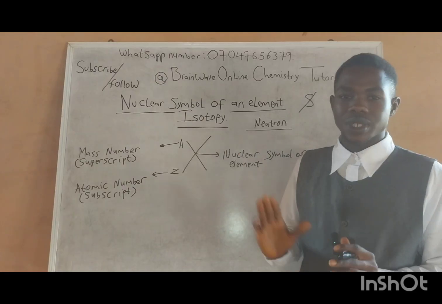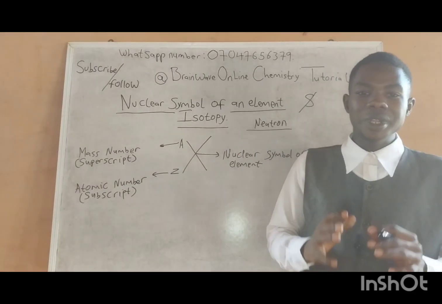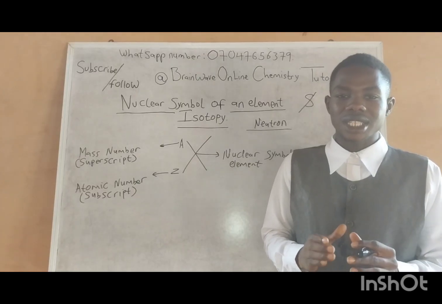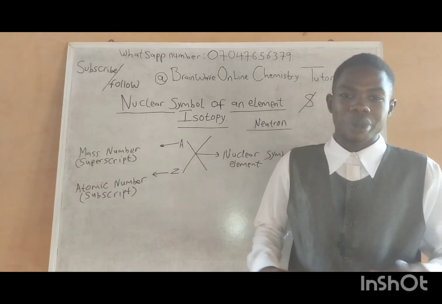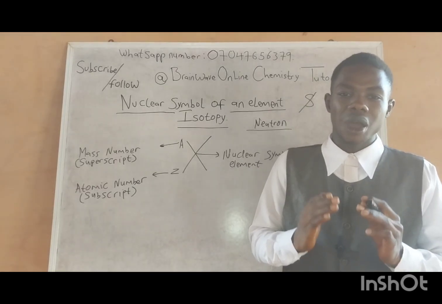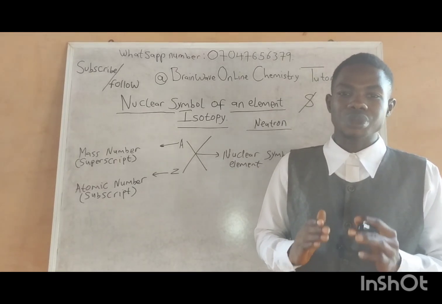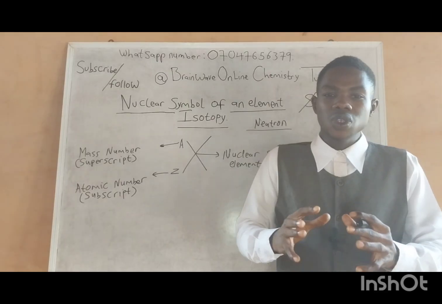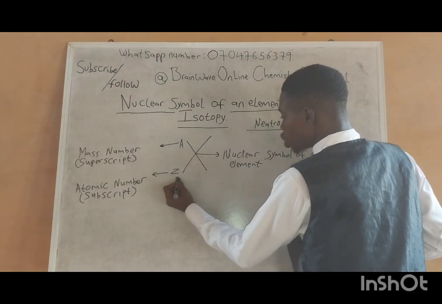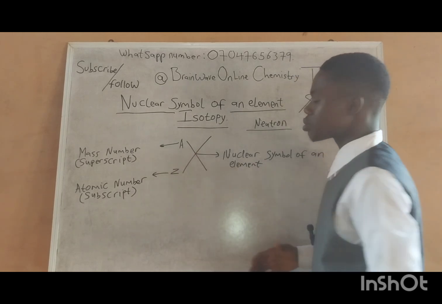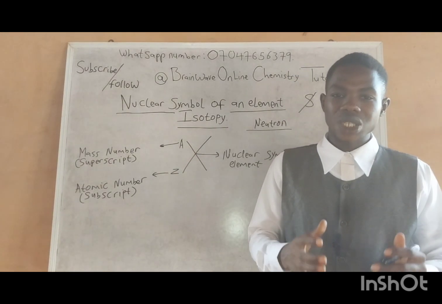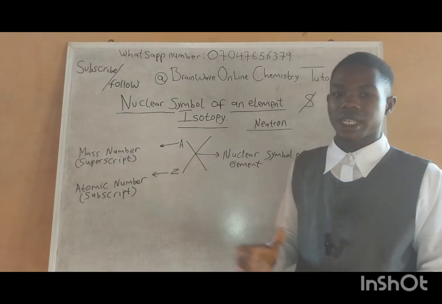Now, having explained all this, let's move straight away to isotopy. Please take note that isotopy is the phenomenon where the atoms of an element have the same atomic number but different mass number due to the difference in the number of neutrons. So that's what isotopy is talking about.